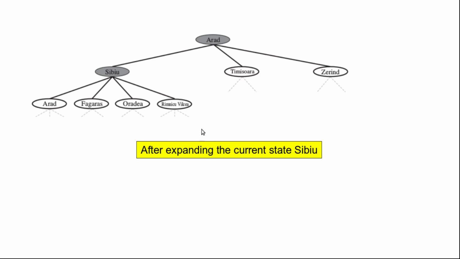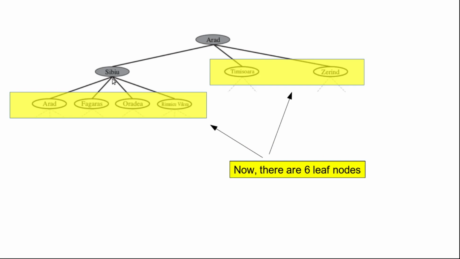So this is how the situation looks now after expanding our state Sibiu. In the current situation we now have 6 leaf nodes. So our frontier consists of 6 nodes.